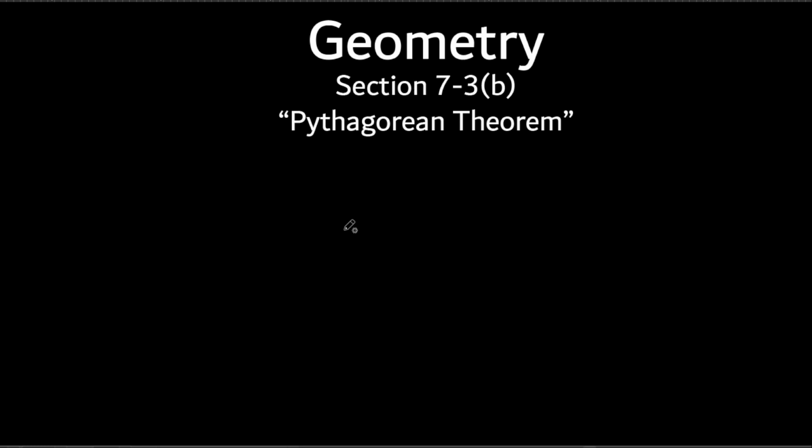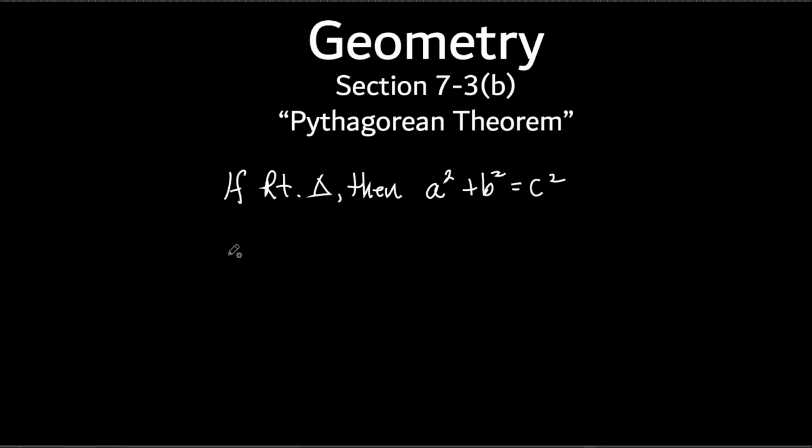Let's talk about this. So we talked about the Pythagorean theorem. Pythagorean theorem basically said this: if you have a right triangle, then what can you say about the sides? You could say that a squared plus b squared equals c squared. Okay? So that's if you have a right triangle.